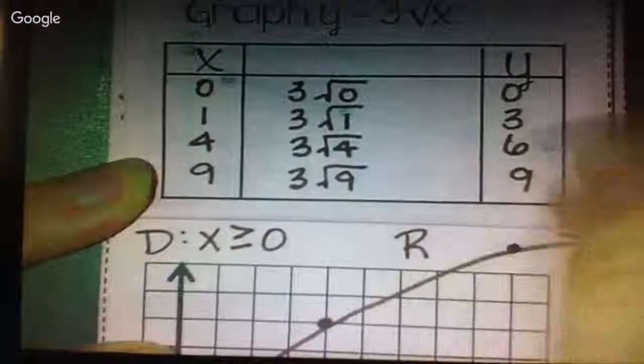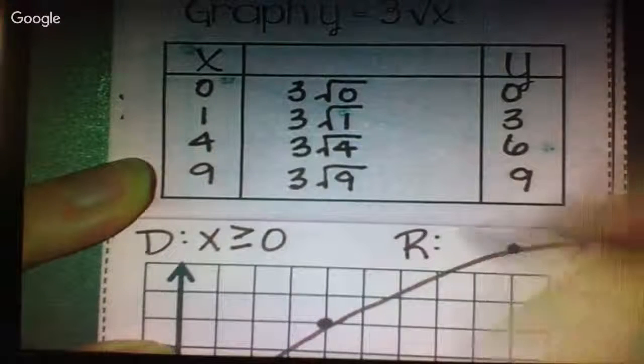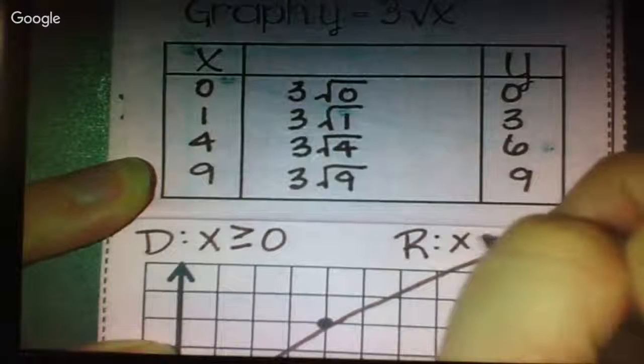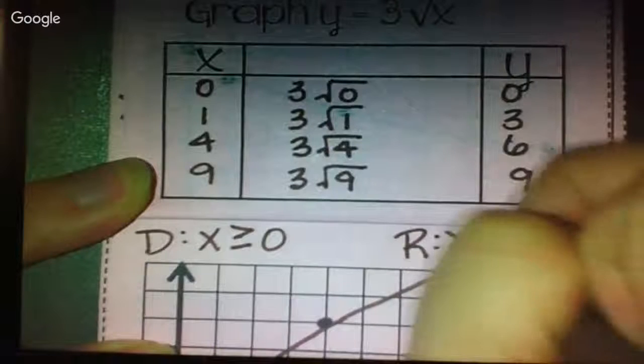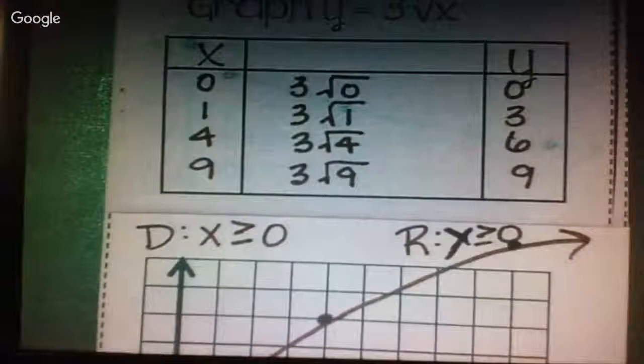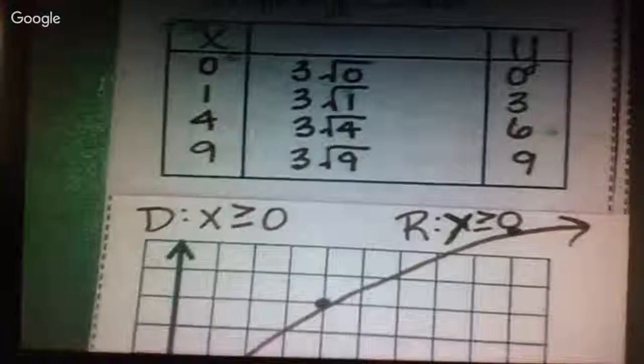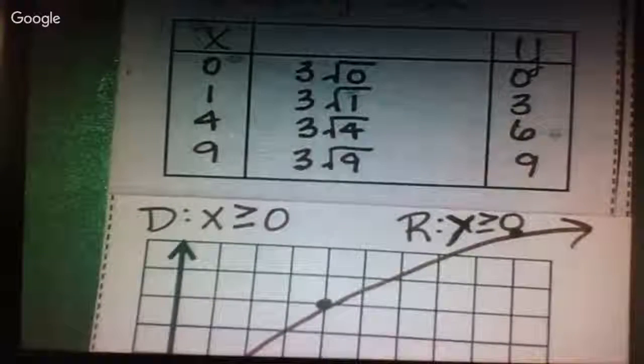Your range. Y is greater than or equal to 0. Again, it starts at 0 and it's going up to 9. It was the same thing. Cool. So multiplying does not affect your domain and range.